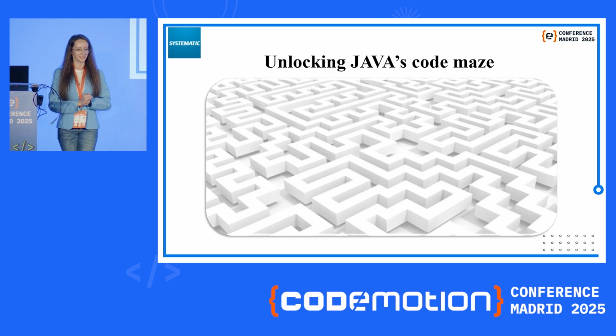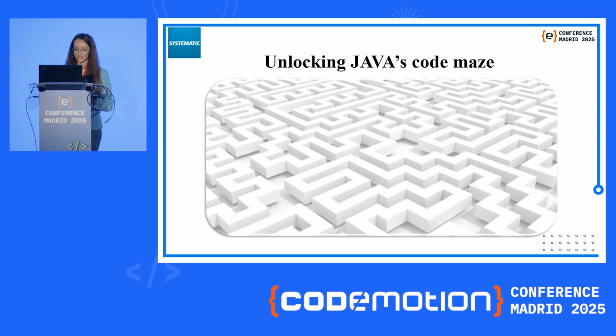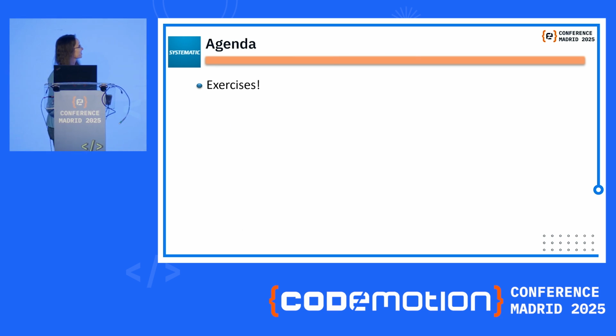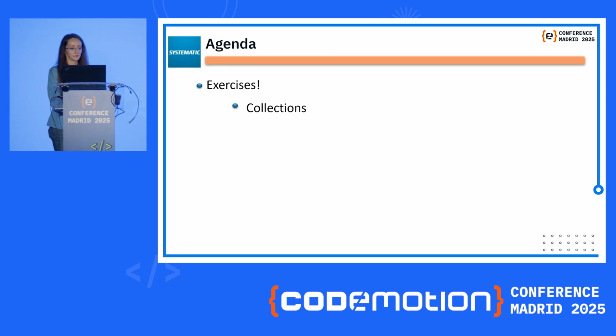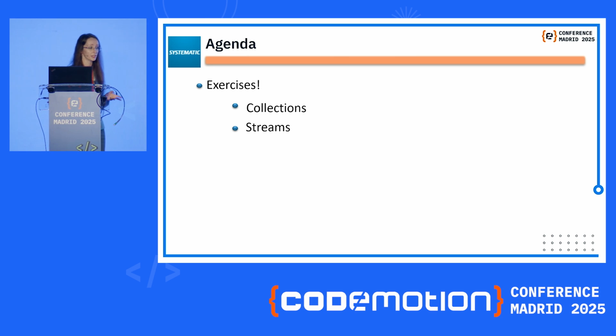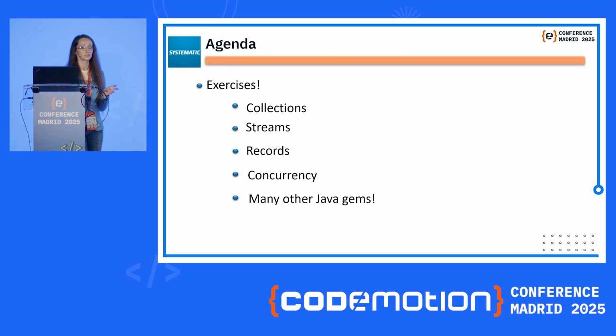So I do hope that you had a very enjoyable lunch and you had some time to relax because we are about to kick off this exercises section. And in terms of agenda, I only have one item over here, that's exercises. But here are some of the examples that we are going to address. So we'll showcase different examples for working with collections, with streams. I have a couple of exercises with streams, but also records, concurrency, and many others. I try to also focus on the newer functionalities introduced in later versions of Java, like 15, 17, 21, and so on.